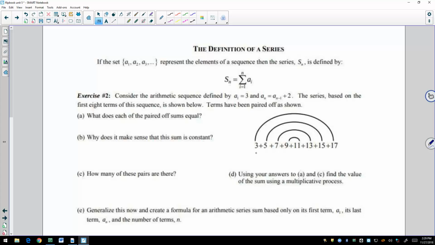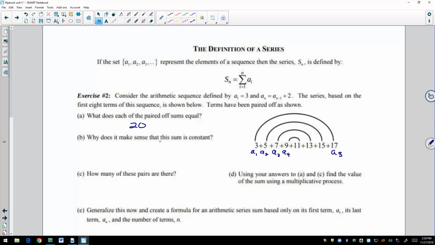So here's the first one, right? This is a sub 1. This would be a sub 2 because 3 plus 2 is 5. Then this would be a sub 3 because 5 plus 2 is 7, and so forth, all the way up till this is the 8th term. What does each of the paired off sums equal? So if you pair them off, if you take the first with the last, and then the second with the second to the last, and the third with the third to the last, and fourth with fourth to the last, you will notice they all sum to 20. 3 plus 17 is 20, 5 plus 15 is 20, and so on.